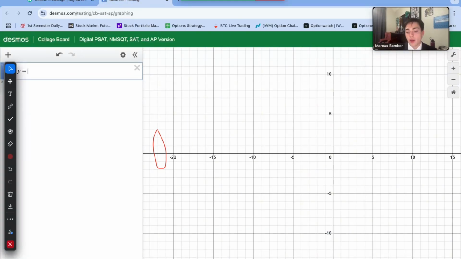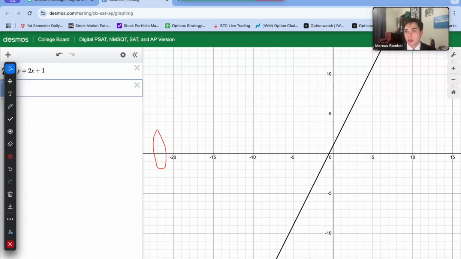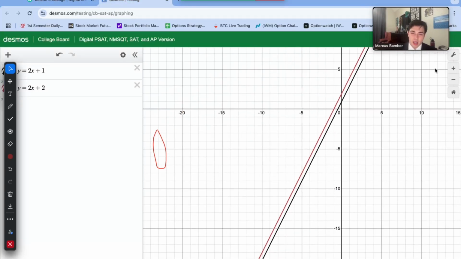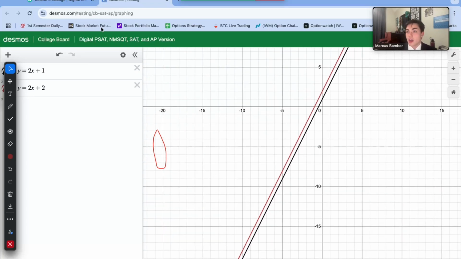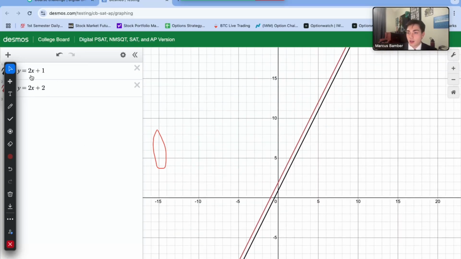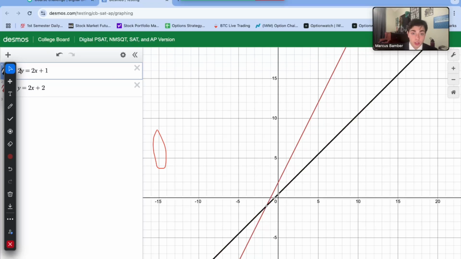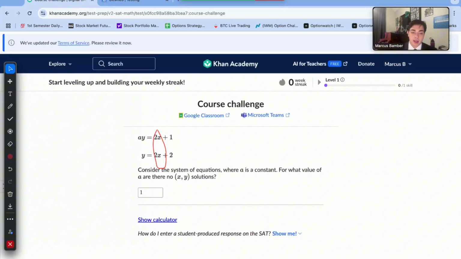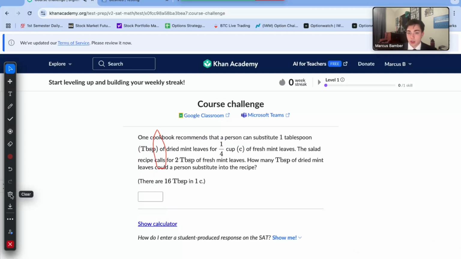So when a is equal to 1, our first equation is y equals 2x plus 1. And our second equation is y equals 2x plus 2. Yep. And as you can see, a solution is where there's an intersection, and these lines have no intersection. So when a is equal to 1, we do indeed have no solutions. Let's say if we put 2, for example, we can see, okay, we start to have solutions. So the only applicable answer is 1. Okay, on to this next question.